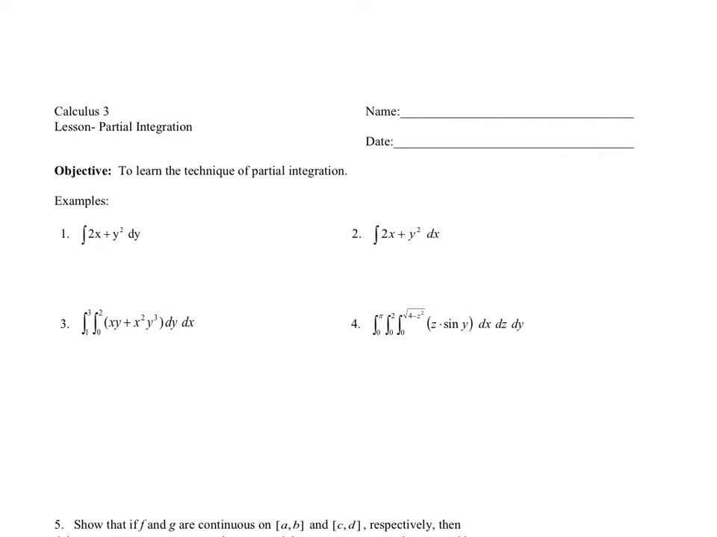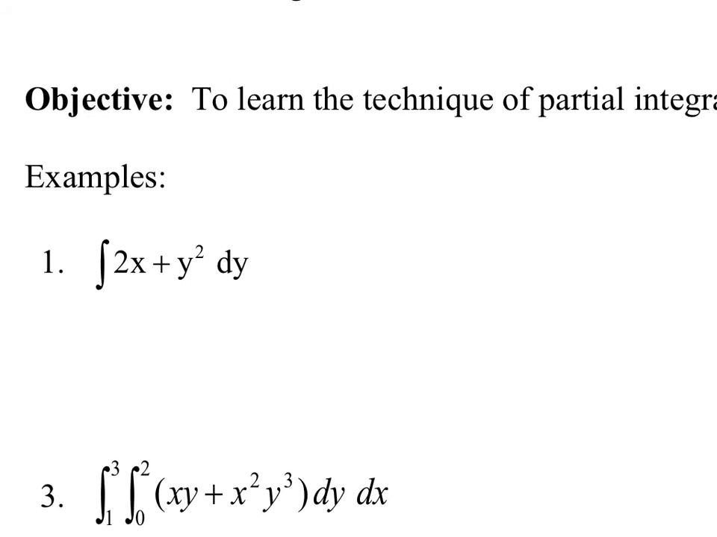And partial integration, I mean, when you think about partial derivatives, what did we do? We held one variable constant and we differentiated with respect to the other. So we're just going to do the same thing, but in the reverse. All right. So when I find the antiderivative with respect to y of this multivariable function, all I'm doing is pretending that x is some constant.